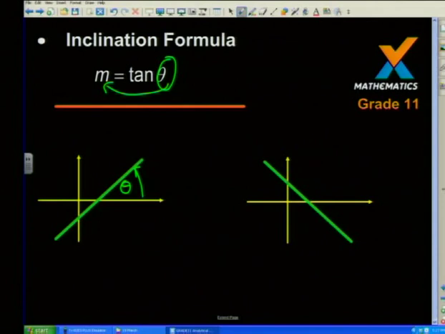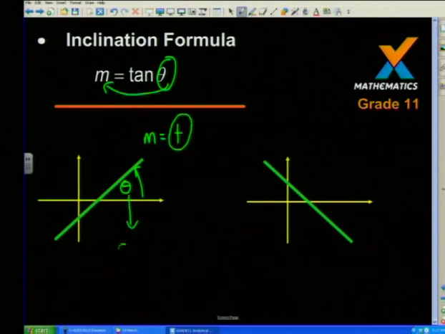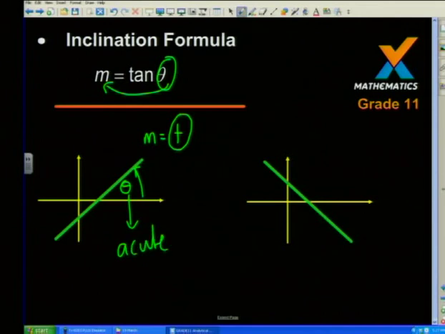And we say that we always measure in an anti-clockwise direction. Okay, so we're going back in time, and we always measure from the x-axis going left, and we say it's going from the positive x-axis. So here, when the gradient is positive, if the slope is up, your theta will always be acute. And that is quite important to remember.